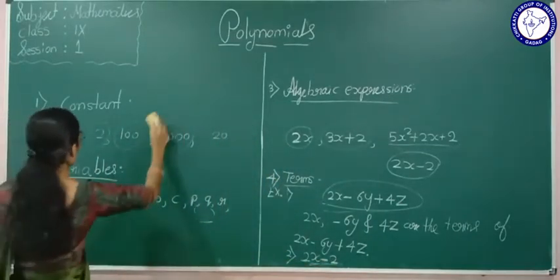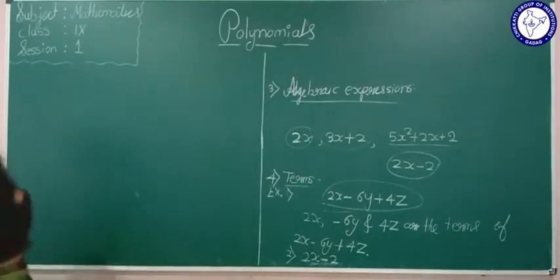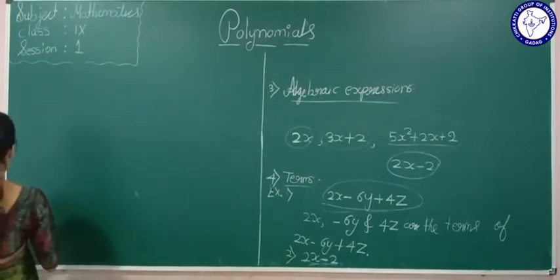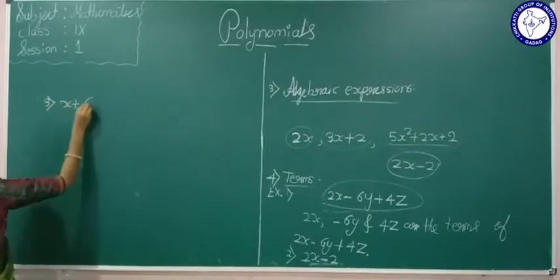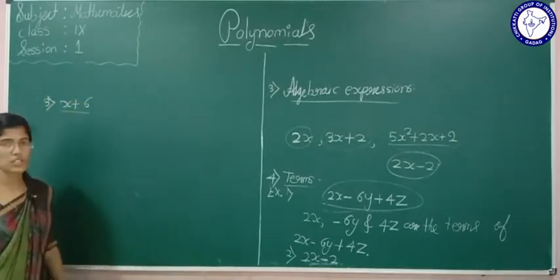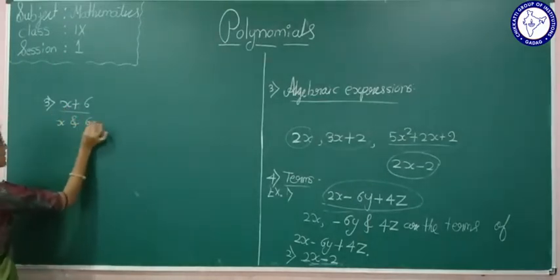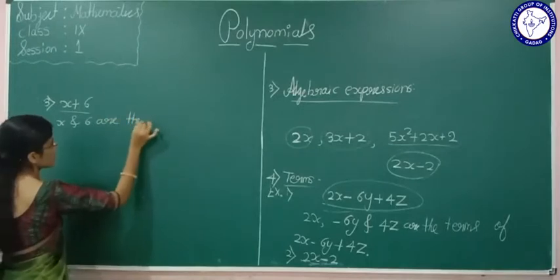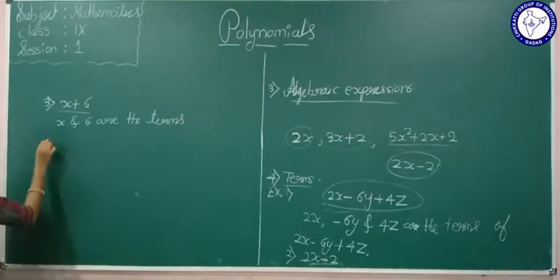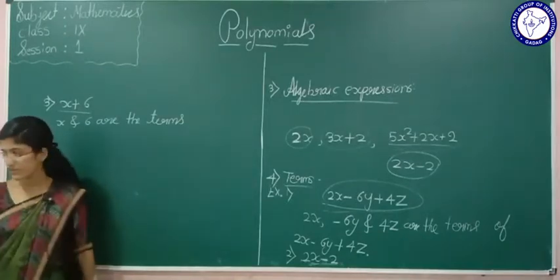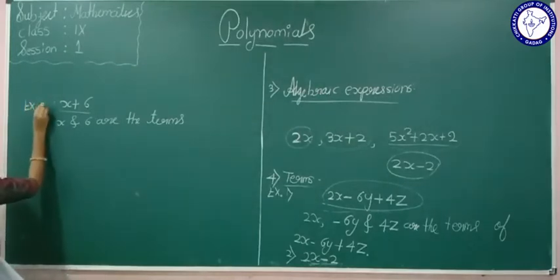We will see a few more examples here. See here, example number 3, x plus 6. This is an algebraic expression, right? What are the terms of this algebraic expression? x and 6 are the terms. Yes or no? They are the terms.